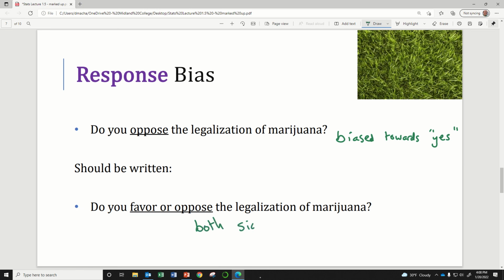So it's kind of silly maybe, but this is a more fair, more egalitarian way of conducting a survey where both sides get equal representation, you might say, in the question.